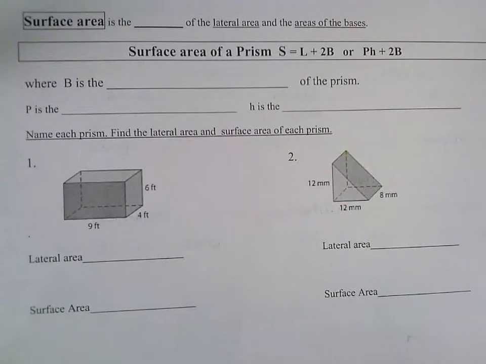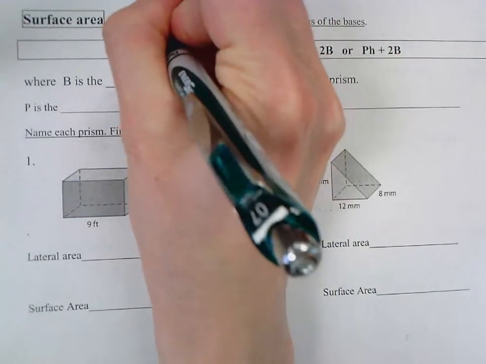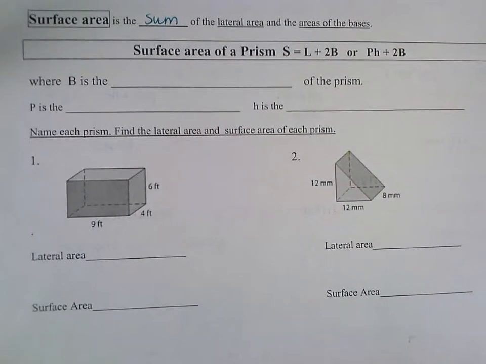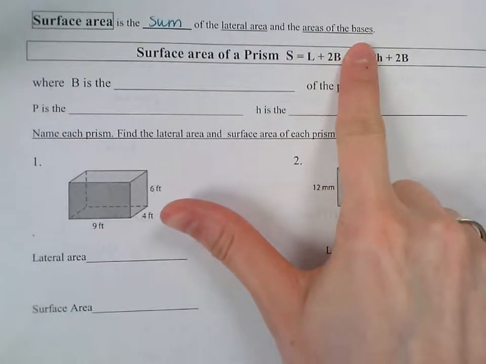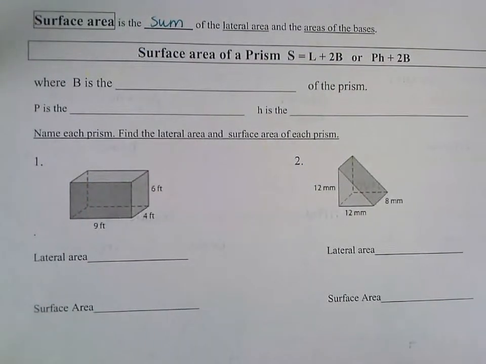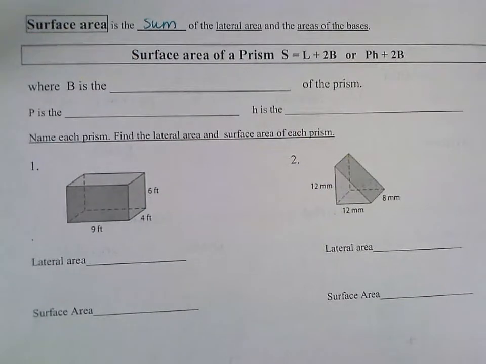But we'll move on then to surface area, because that's really what we're trying to get at with this lesson. Surface area is the sum of the lateral area and the areas of the bases. So surface area, just think it's the area of the entire surface of your figure. So you have to add together the area of every single surface, meaning the lateral area is the surface of all of your sides. And then you have two bases, top and bottom, and you want to add those areas together also. So there's two ways you can write the formula for surface area.